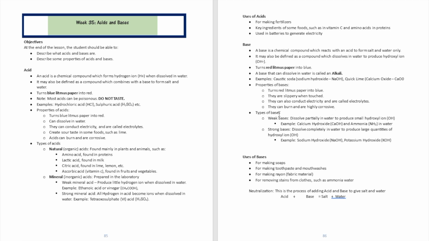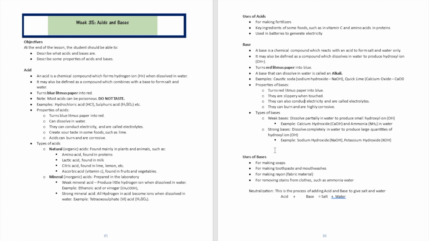What are the types of bases that we have? We have weak bases, which partially dissolve in water to produce small hydroxyl ion, such as calcium hydroxide, or ammonia, for example, which is the critical component of your urine. And then we have strong bases, which dissolve completely in water to produce large quantities of hydroxyl ion. An example is sodium hydroxide and potassium hydroxide.